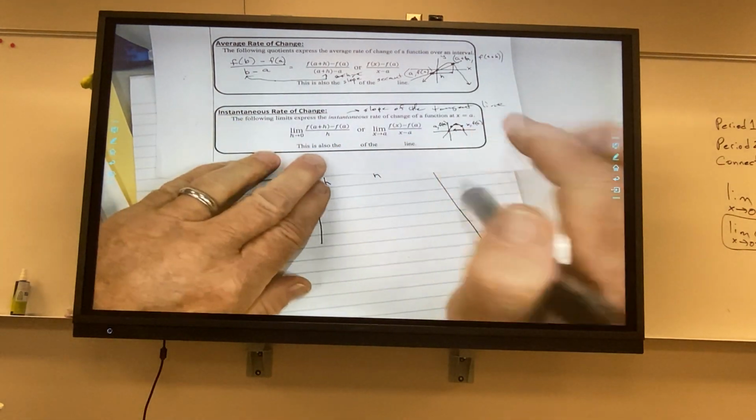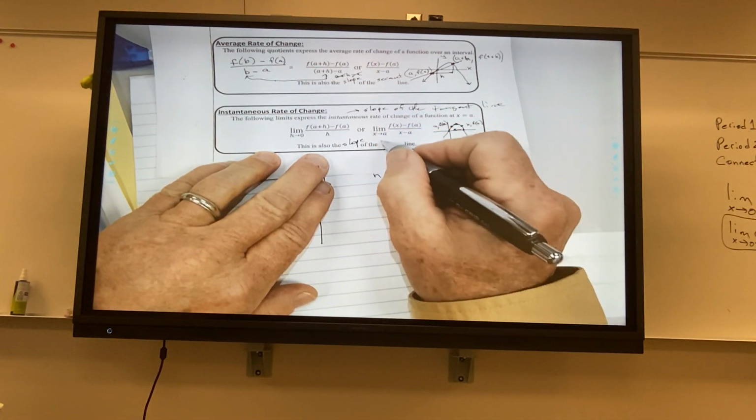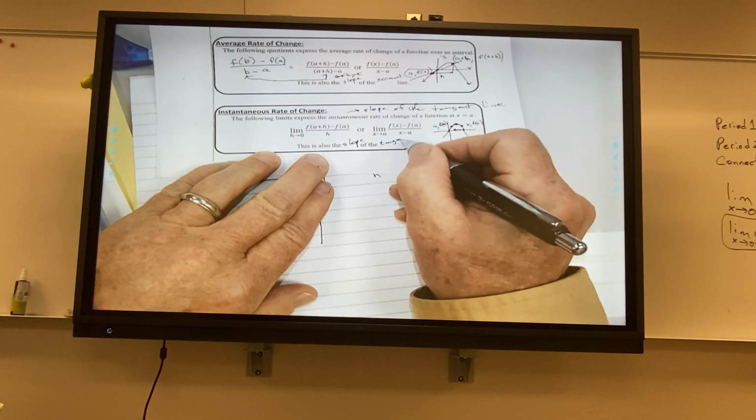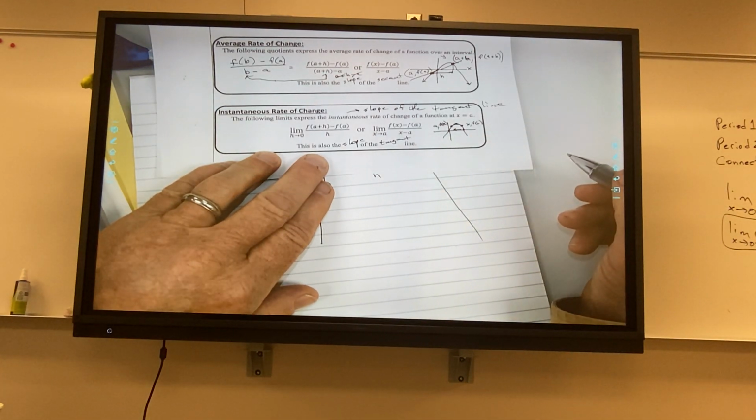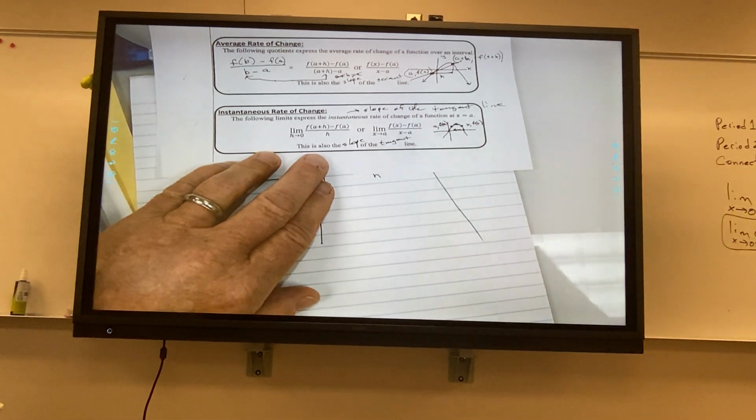So there are two different ways to look at that. This is also the slope, I guess I'm being redundant, of the tangent line. Instantaneous rate, slope of the tangent line. Exactly the same. Slope of the tangent line, instantaneous rate. Does that make sense? Next page.